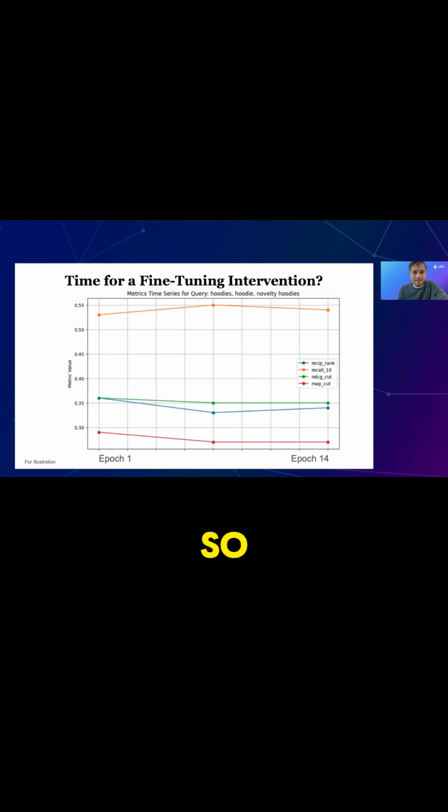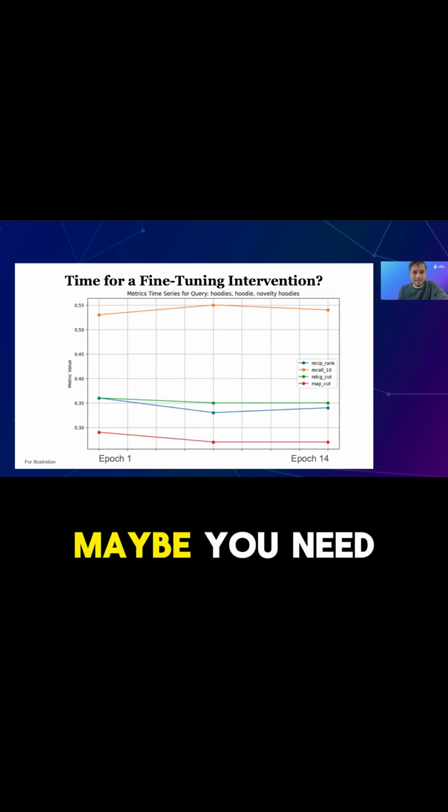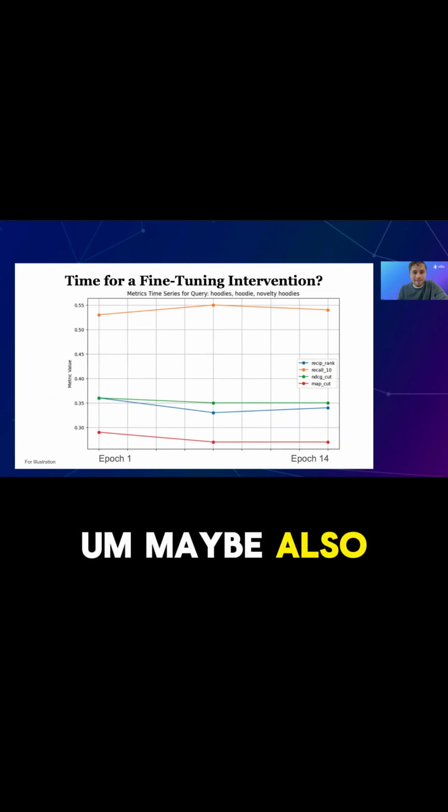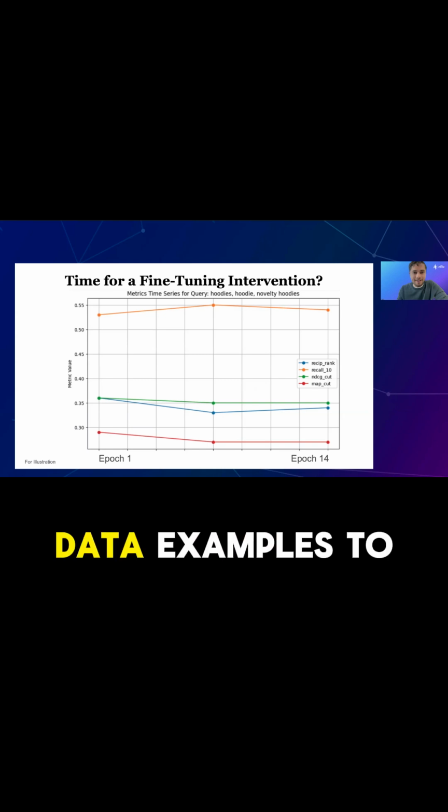It's possible that this fine-tuning run was a bit of bad luck. Maybe you need to change your hyperparameters. Maybe also that group of queries that is stagnating or getting worse has mislabeled data or needs more data examples to help the fine-tuning algorithm.